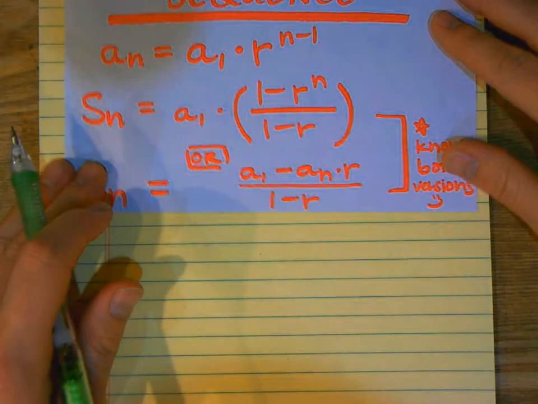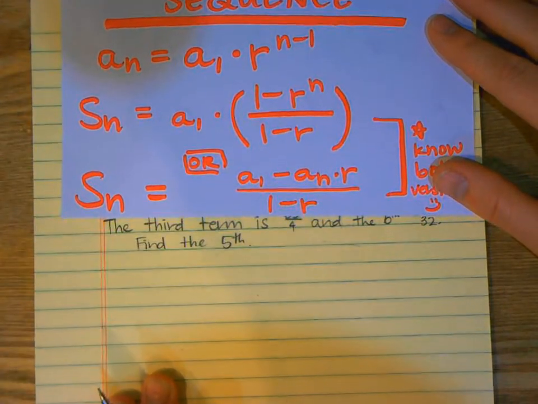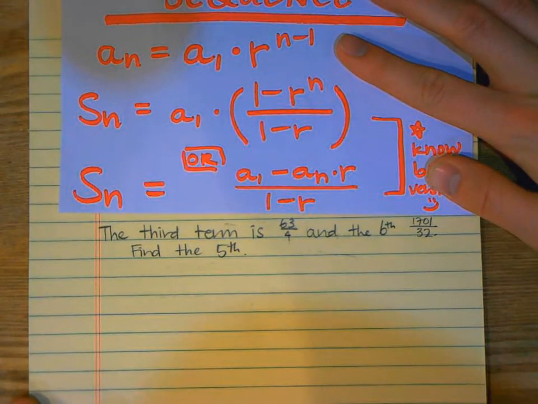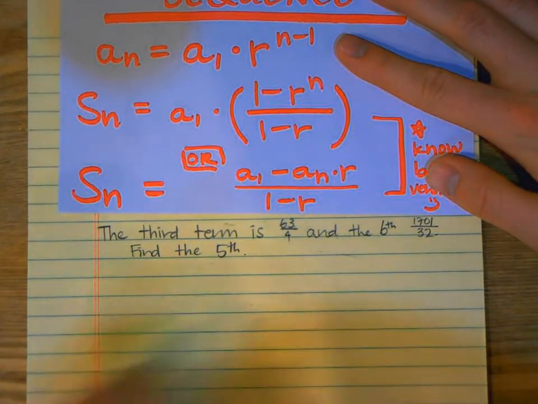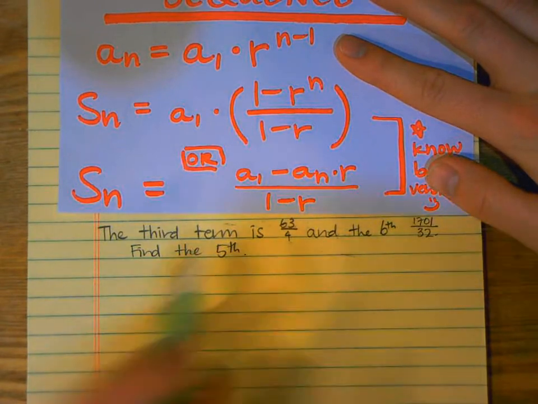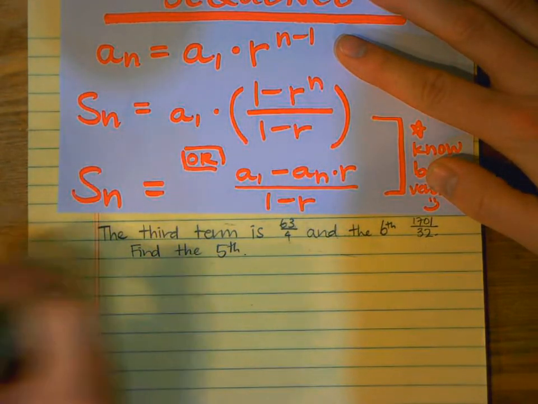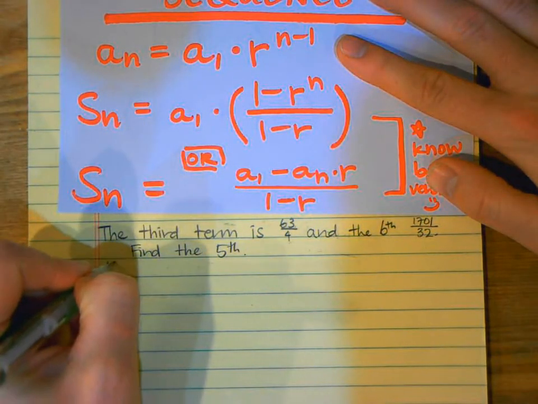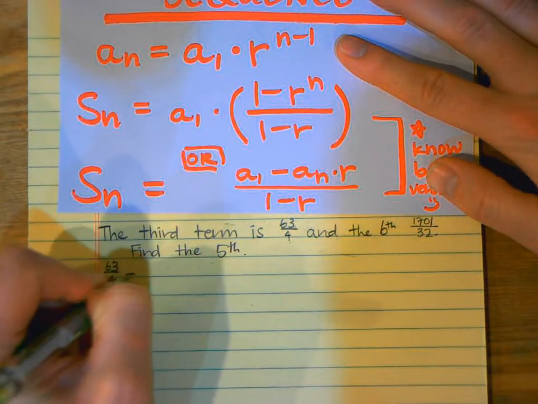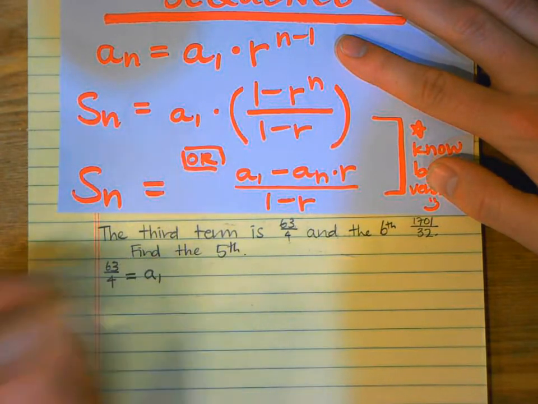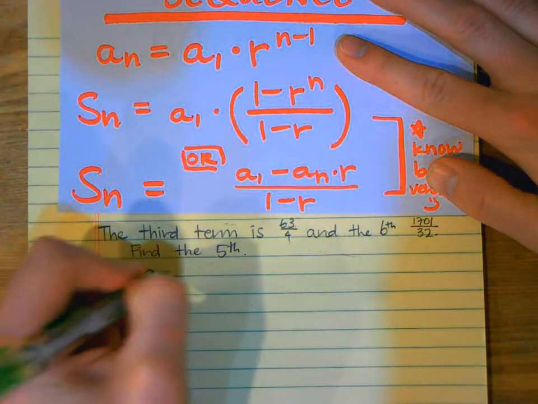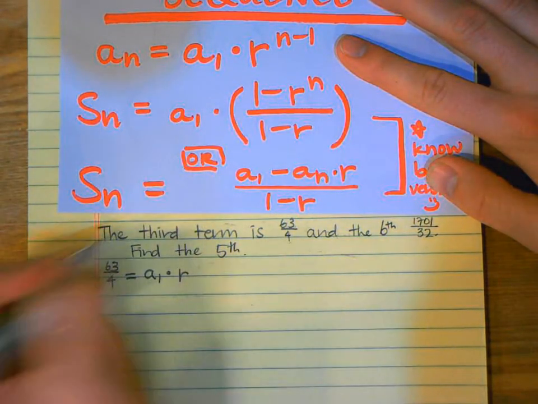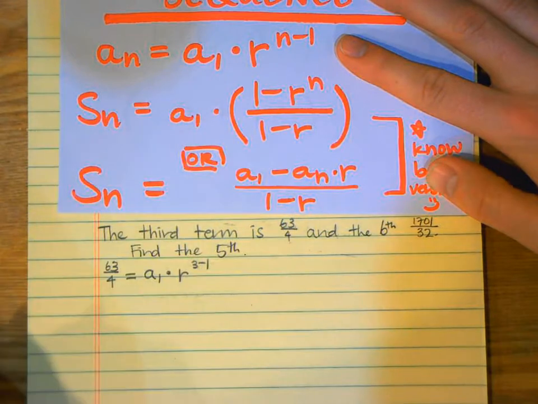Again, I'm going to be using this formula, but in this case, let's write down some things I know. Suppose I focus in on the 63 over 4. I know that 63 over 4 is the third term, so I can call 63 over 4 the third term. That would be equal to a sub 1, which I don't know yet, times some value r, which I don't know yet, to the power of 3 minus 1.